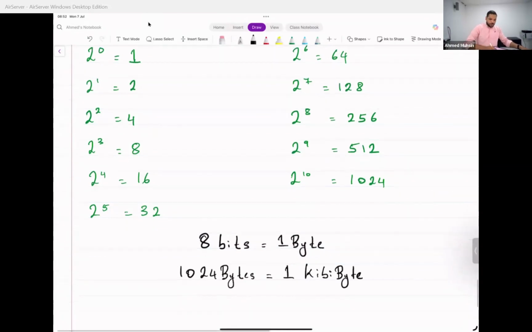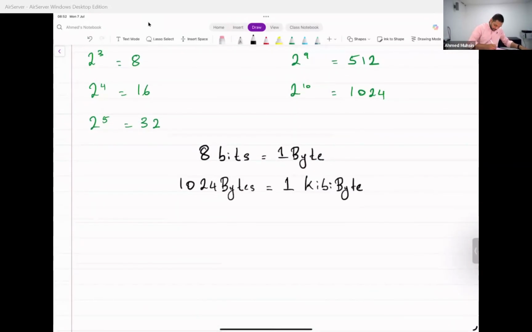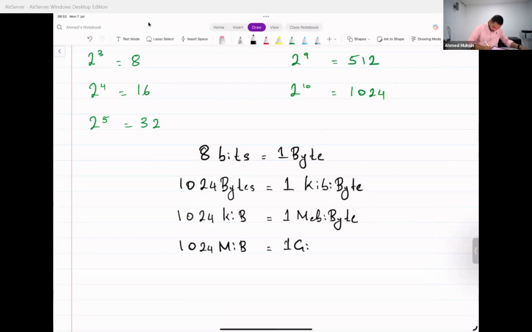Okay? How do you write it in short form? 1024 KiB is equal to 1 MiB byte. Everybody okay with this? 1024 MiB is equal to 1 GiB byte. And we can keep going on.